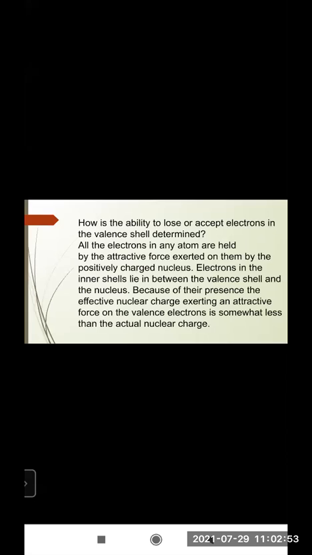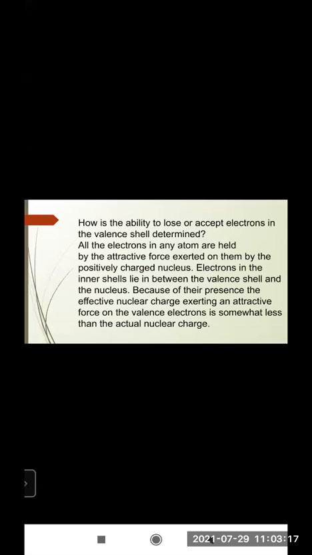How is the ability to lose or accept electrons in the valence shell determined? Now see, all the electrons in any atom are held by the attractive force exerted on them by a positively charged nucleus. So all the electrons in any atom are held by the attractive force exerted on them by a positively charged nucleus.